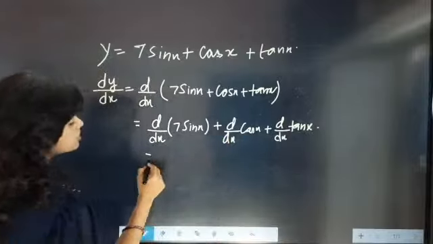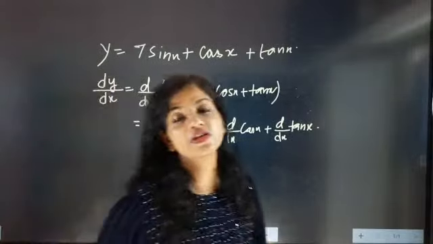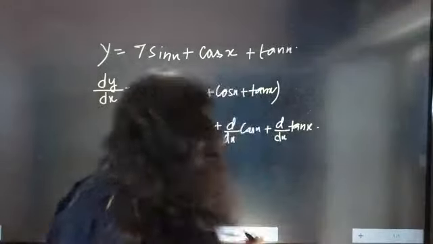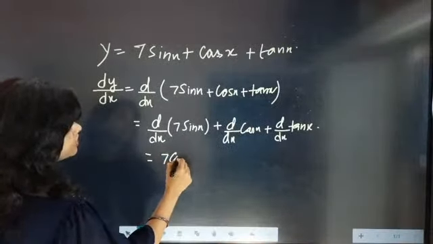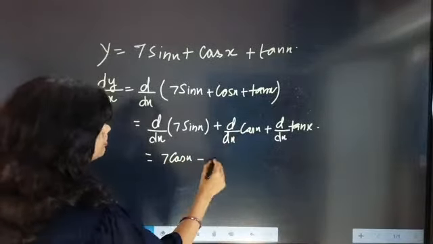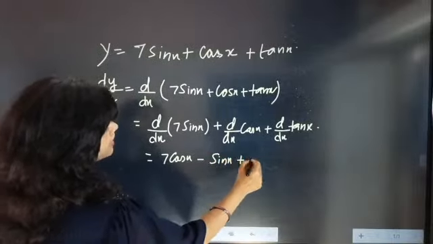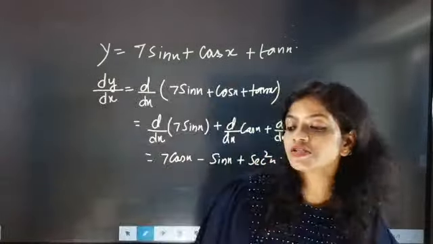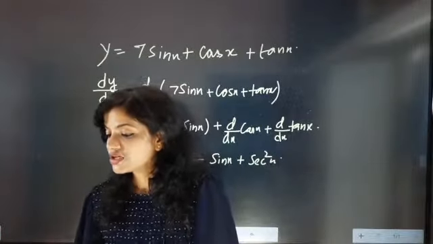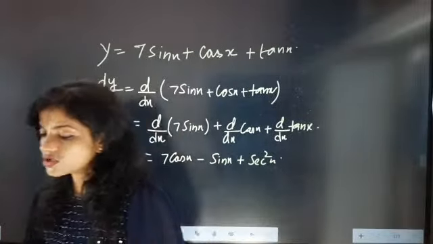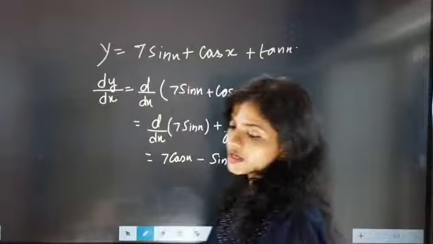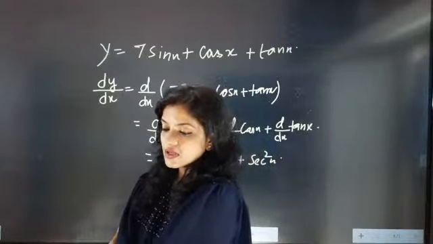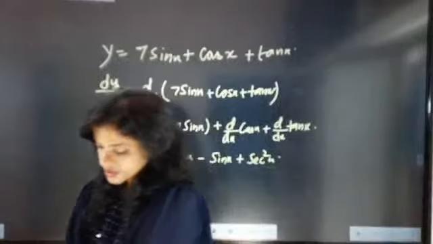So 7 is a constant. You know differentiation of a constant is 0. So sine will become cos x. Now differentiation of cos x is minus sin x, and differentiation of tan x is secant square x. Shreya, absolutely correct. Saranya, Gautam and Shreya, absolutely correct answer, beta. All three of you, absolutely correct. Shall we go for the next question, please?